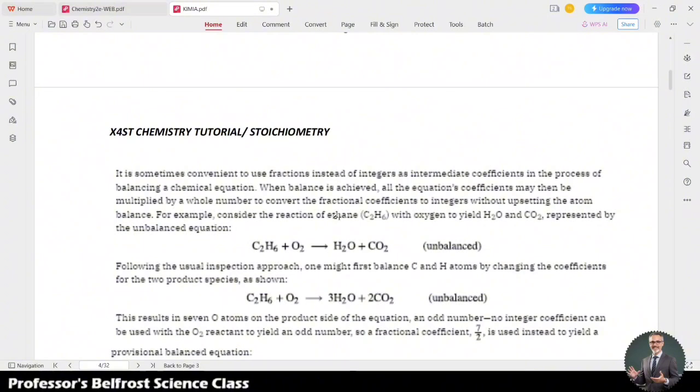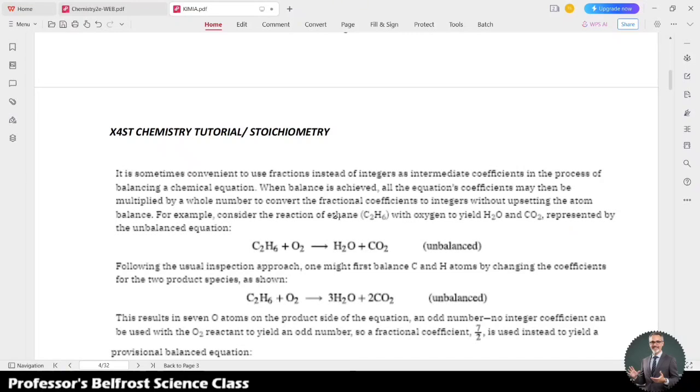So for example, we change it. You see on the left side we have 2 carbon, which means we need to multiply by 2 on the right side to make the carbon also 2 on the right side. So we replace the CO2 with 2 CO2. And how about the H?